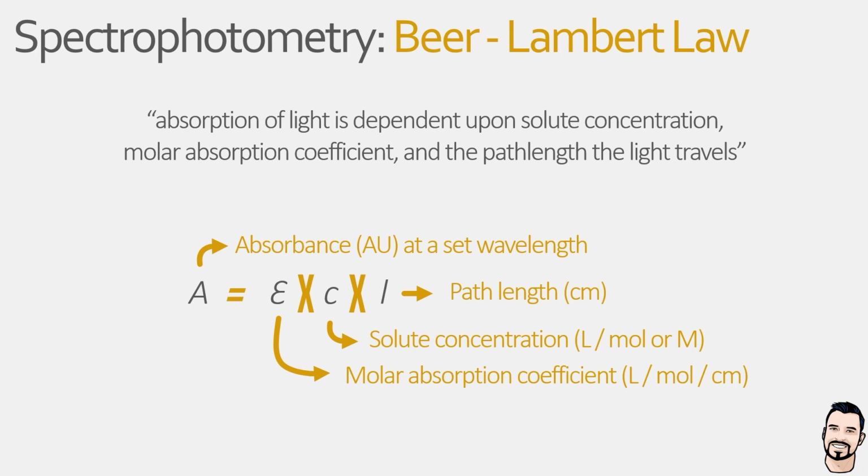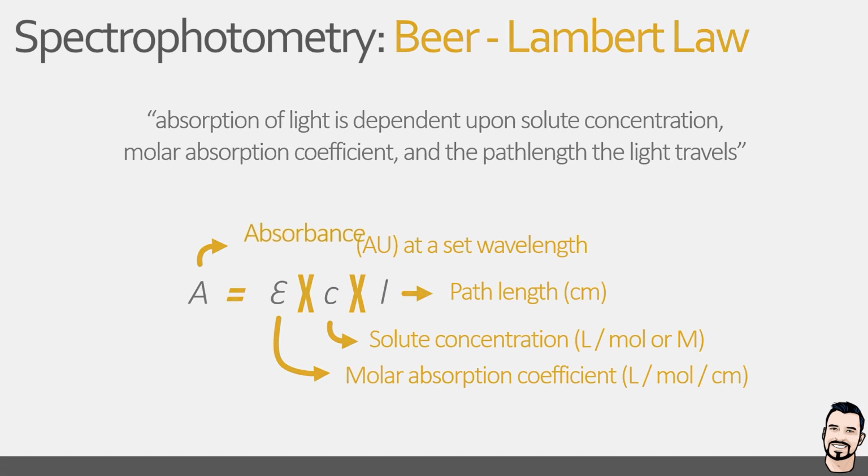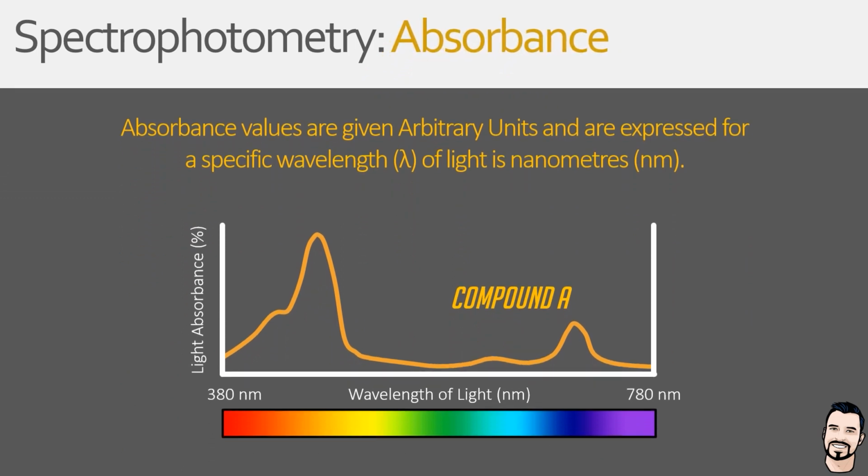Now at this point, if you're not clued up on moles and molarity, it might be worth watching the associated videos, as this will help with some of the examples we see later on in this video. Now to break some of this down, we're first going to look at absorbance, which is the term used to describe the amount of light that is absorbed by something, and the amount of light being absorbed will change depending on the wavelength of light being used.